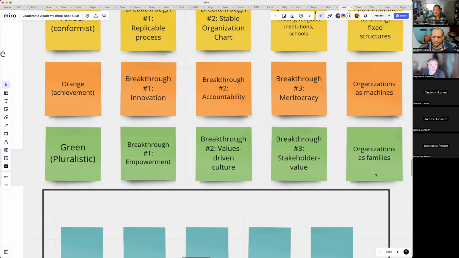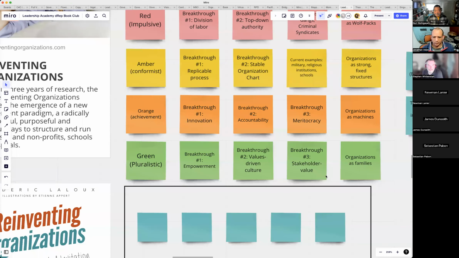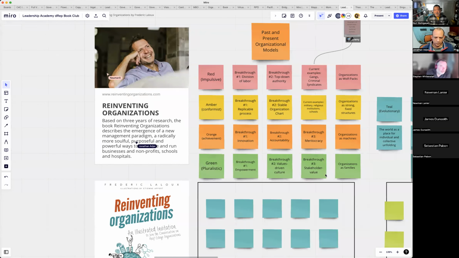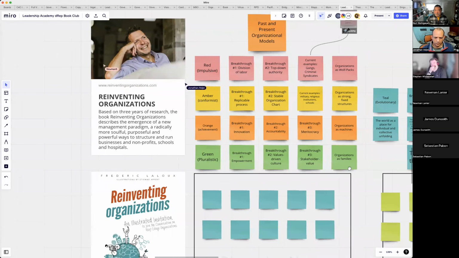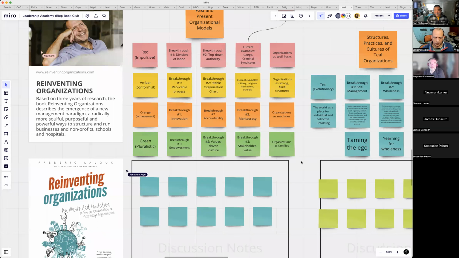And it really sees the organization as a family, and everybody inside of it is taken care of. There's a lot of focus on personal development and really taking care of people as well. And those organizations tend to be much flatter in hierarchy as well. So those are the past organizational models laid out in the book.